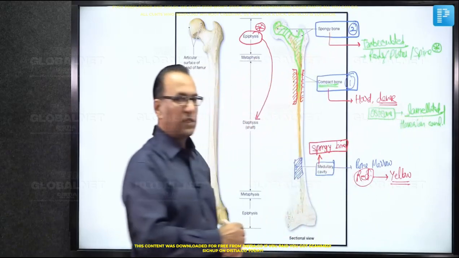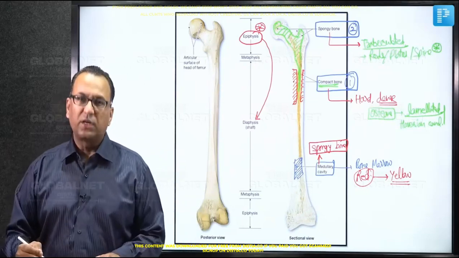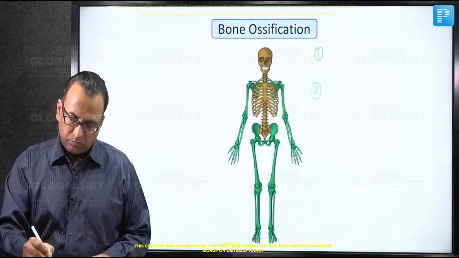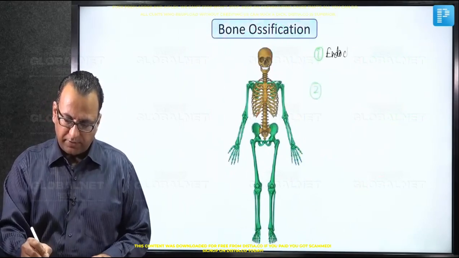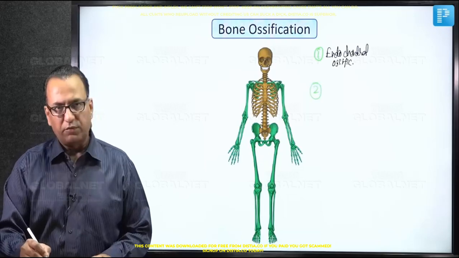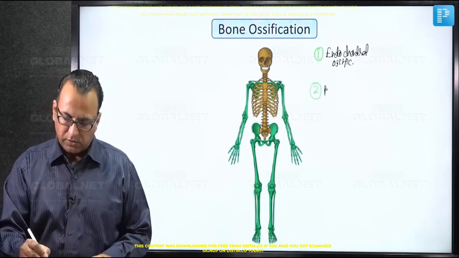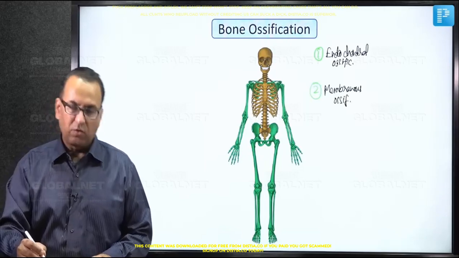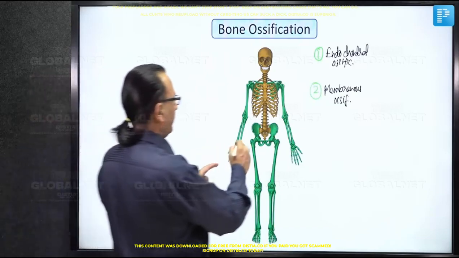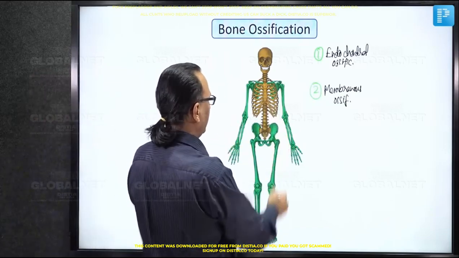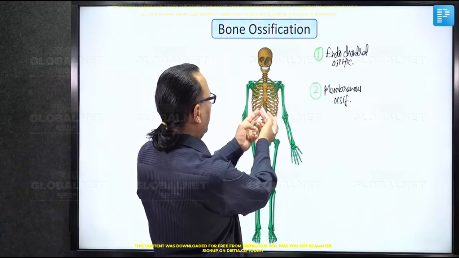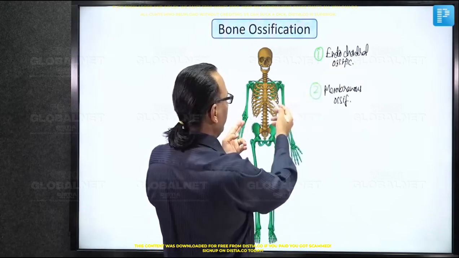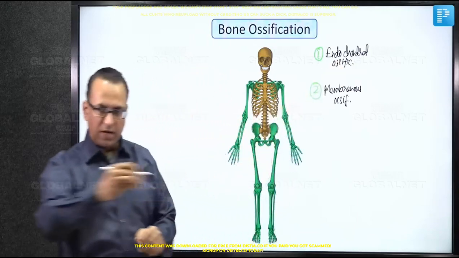Let us now discuss the process of bone formation, the ossification. And the ossification can be of two types. Mostly it is endochondral ossification, though there are some bones which will form in membrane, so membranous ossification. We will find that most of the bones develop by endochondral ossification. Say, for example, the upper limb bone, lower limb bone, the sternum, the ribs and the vertebra, they're all developing in a cartilage model by the endochondral ossification. You can mention that here.